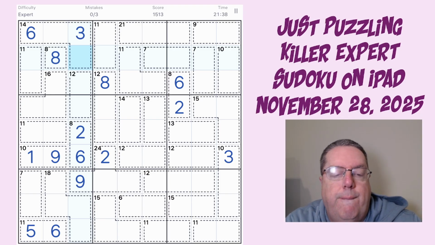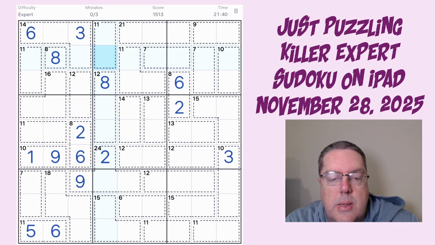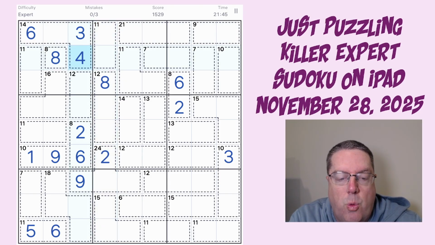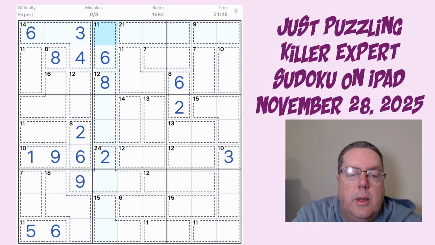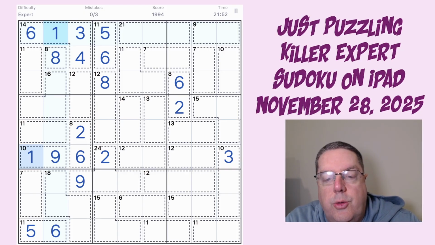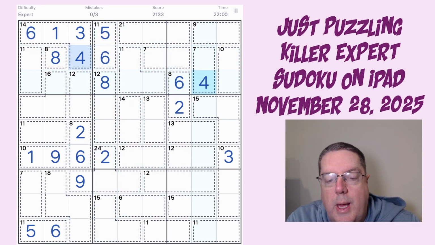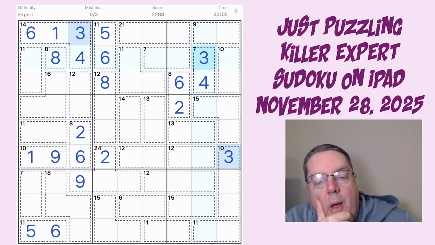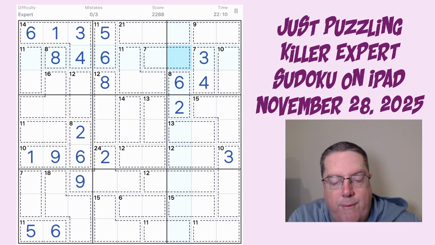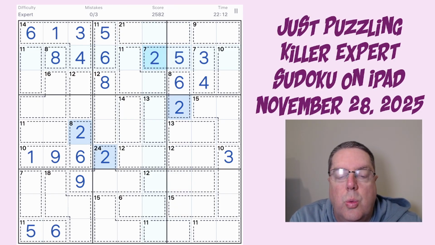So 4 and 6 works. 1 and 9 works. 1 and 9 does not work, so that's got to be a 4. This is a 6. This has got to be a 5, and this is a 1. So this is 2 and 7 over here, which means this is 3 and 4. 4 can't be there, so that's a 4 there, leaving this to be a 3. 3, 4, 6, 1. So this is 2 and 5 here, because the 6 and 1's out. 2 can't be there, so that's a 5, leaving this to be the 2.